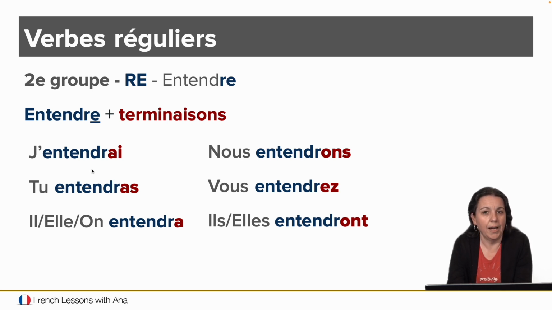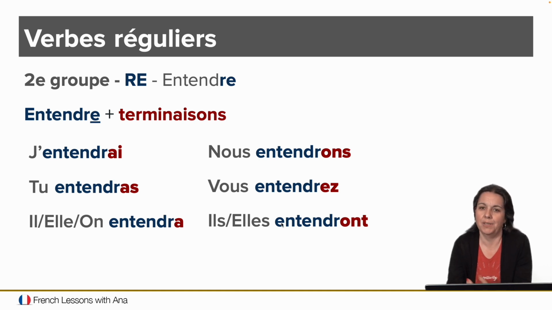Tu entendras, you will hear. Il, elle, on entendra. So that's the he, she, or we will hear, right? Nous entendrons. Okay, there's a lot of on sounds there, right? Entendrons, we will hear. Vous entendrez, you will hear. Il and elle, they plural, entendront. Again, the endings are always the same.